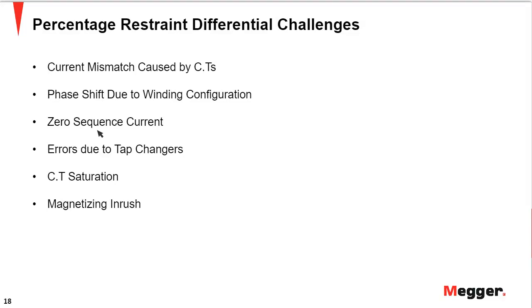You could have errors due to tap changers, which have multiple tap options, and you could have errors due to those. And then the CT saturation is one of the challenges that we already discussed in the slope characteristic, as to how slope 2 is used to cope with the CT saturation condition. And then we have magnetizing inrush, which we'll discuss in more detail.